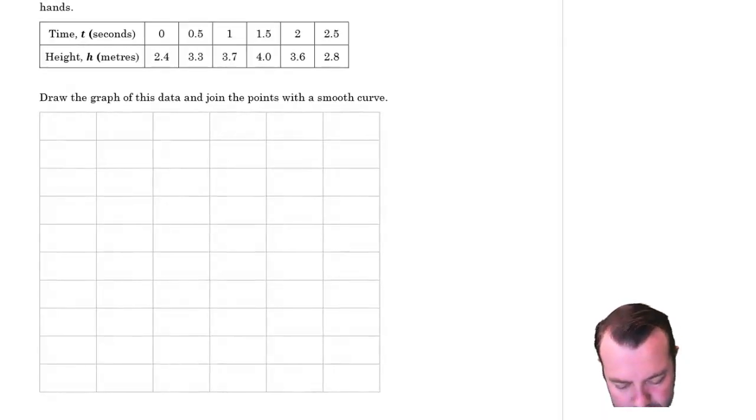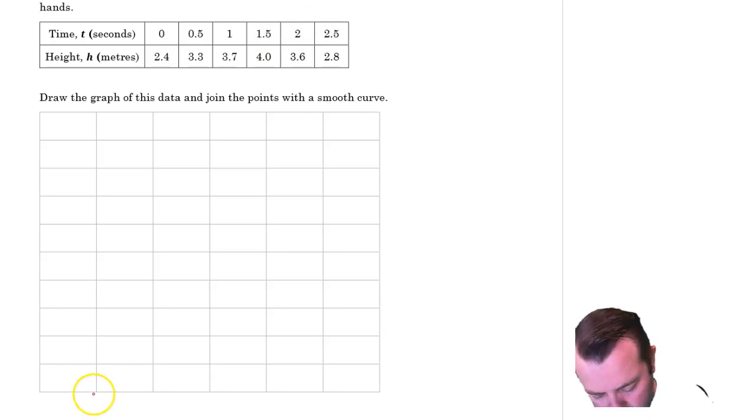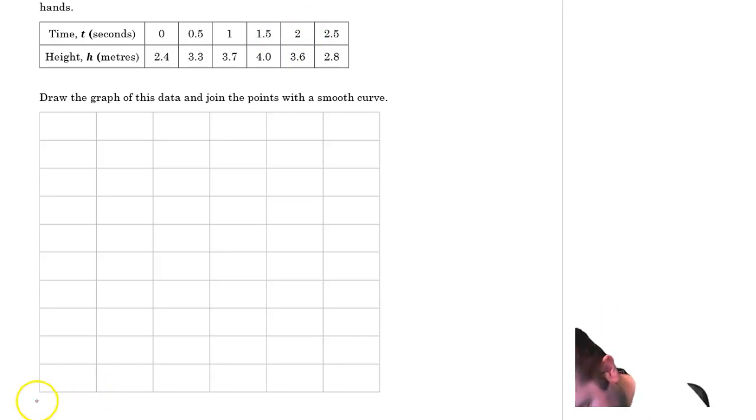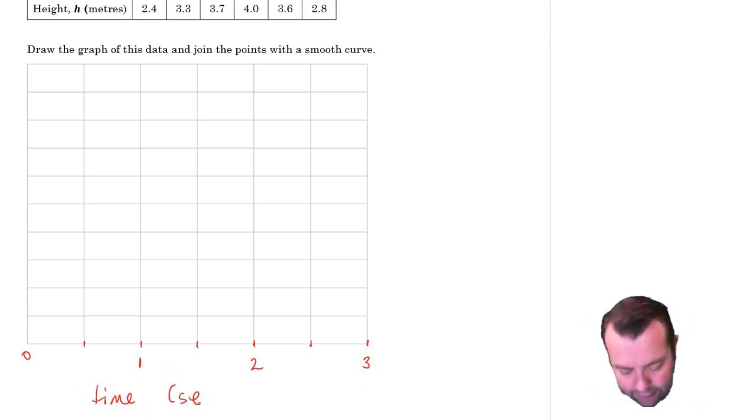Now I need to go from 0 to 2.5 in half increments. So I need to have 1, 2, 3, 4, 5 across. So if that's a 0, half, 1, 1.5, 2, 2.5. There we go, it works pretty nicely. 1, 2, I'm not going to mark the halves. 3, and I'm going to call this time, because it's important to label our axes.